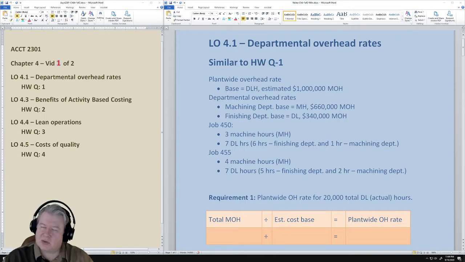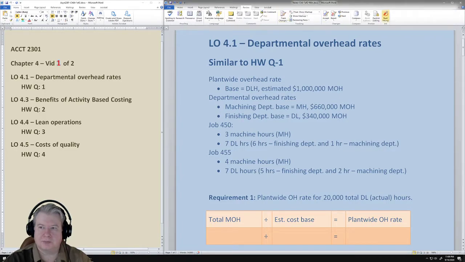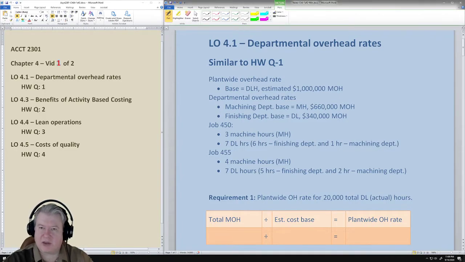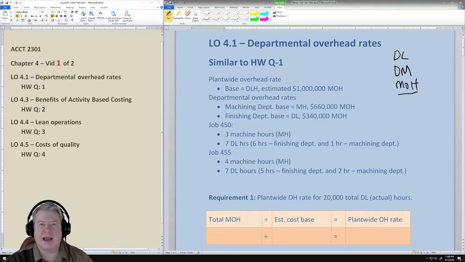So if you remember, let's remind ourselves from chapter 3, we learned about job costing, where we had 3 main things. We had direct labor, direct materials, and manufacturing overhead. And we said most of our work is going to be calculating manufacturing overhead. Direct labor and direct materials we know, or we can find out. We have to estimate manufacturing overhead, and therefore we have different ways of estimating it.